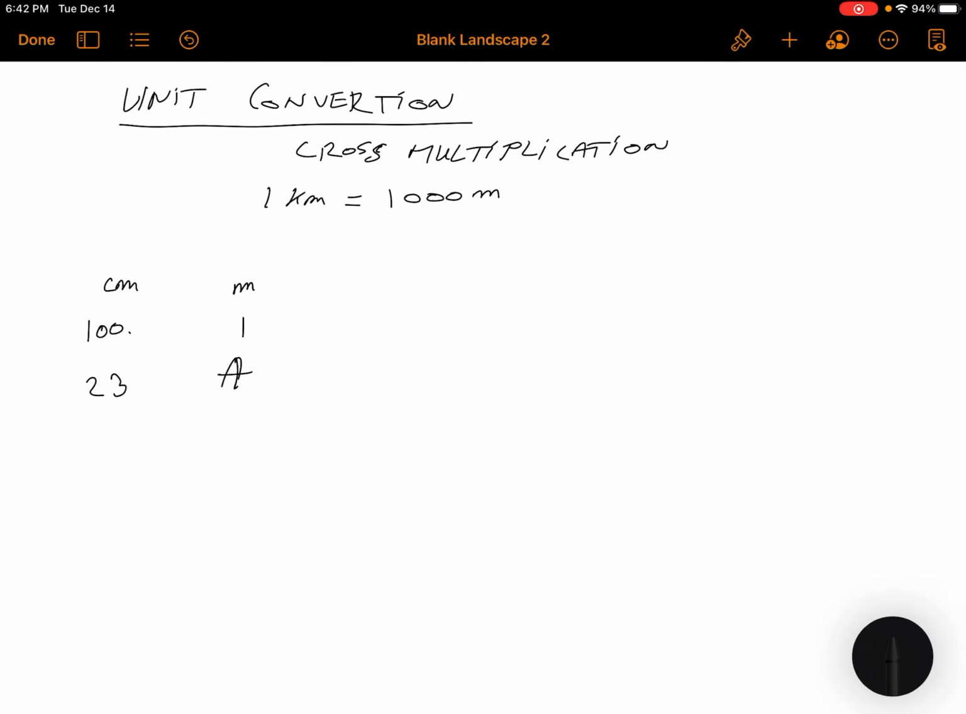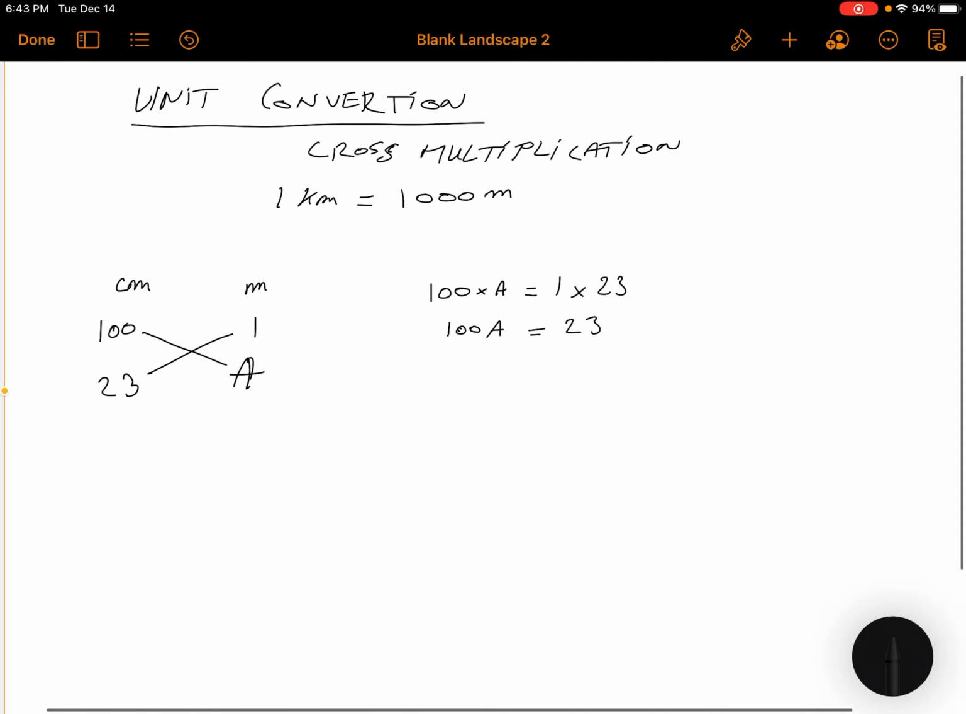So what you will do is create an equation by multiplying the first leg of the cross: 100 by A is going to be equal to the other leg of the cross, 1 multiplied by 23. So 100A is equal to 23, since 1 by 23 is equal to 23. Now what you want to find out is what A is equal to.